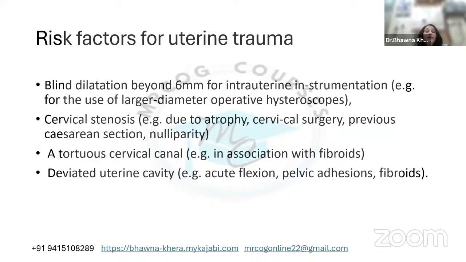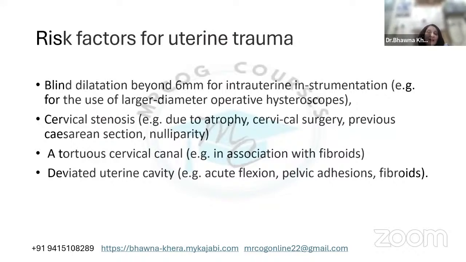Blind dilatation beyond 6 mm for intrauterine instrumentation, for example, for the use of large diameter operative hysteroscopes. Here, if you are doing blind dilatation for the larger diameter hysteroscopes, that is 6 mm, this could be a possibility. Again, if you are handling a uterus with cervical stenosis and you are pushing the dilator or the hysteroscope with force, then again the problem may come. It's not always, but it might come.